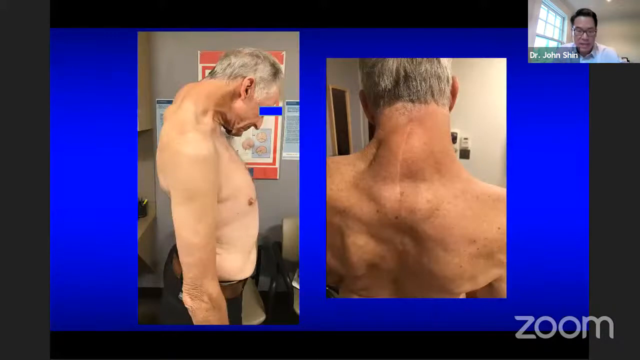Let's move on, increasing the complexity here in the last several minutes. I definitely want to get to some discussion and question and answer. I know I'm just throwing a lot out at the audience, but here's a patient who underwent multi-level laminectomy years before. And this was pretty dramatic.